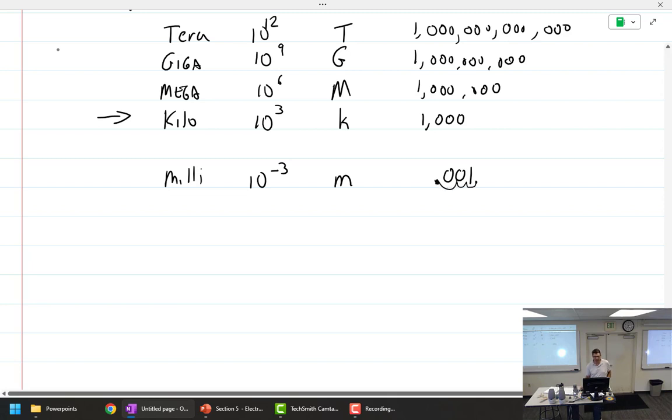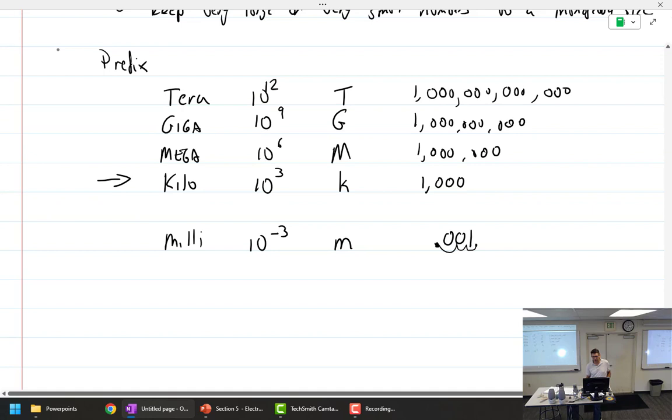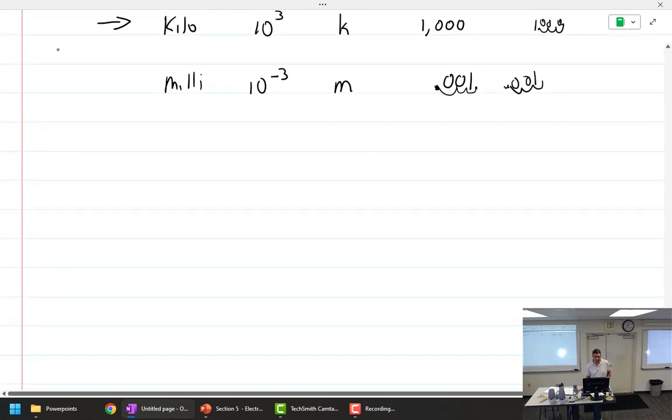When we're looking at kilo, we're moving it three places to the right. So we had a one, and we go 1, 2, 3. So that's 0, 0, 0. And milli, again, we had a one, and we moved it three places to the left. 1, 2, 3. So that's 0.001. We're going to memorize that one. We're going to use that one more than anything.